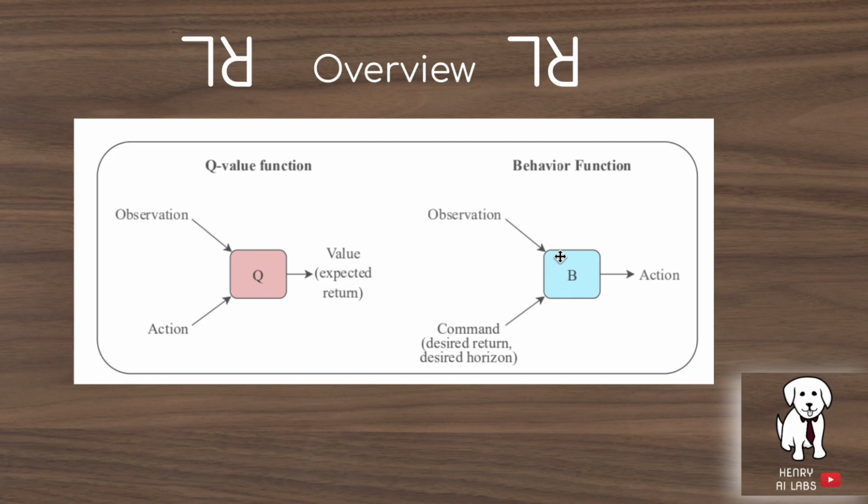But in upside-down reinforcement learning, what you do is you map directly from the state with the target reward and the target horizon that you're trying to achieve, and then you go directly to the action. So in this way, it's more of a policy-based method compared to something like a value function algorithm.